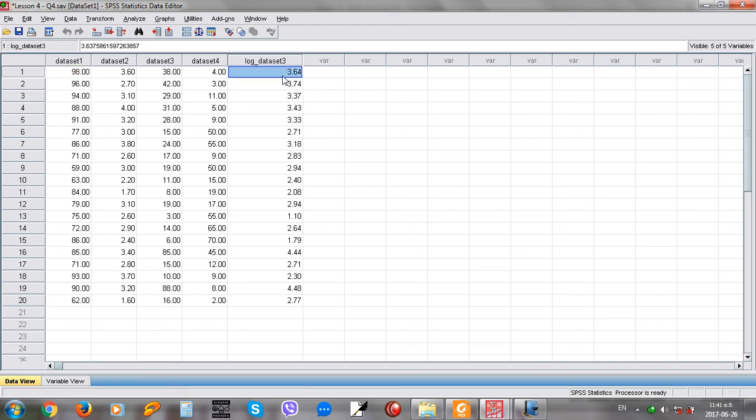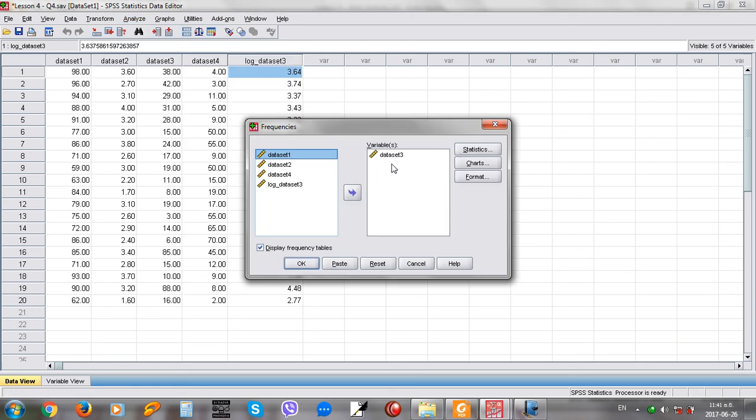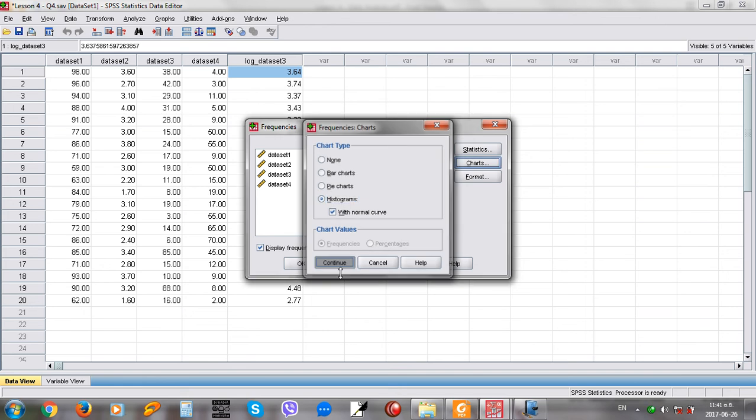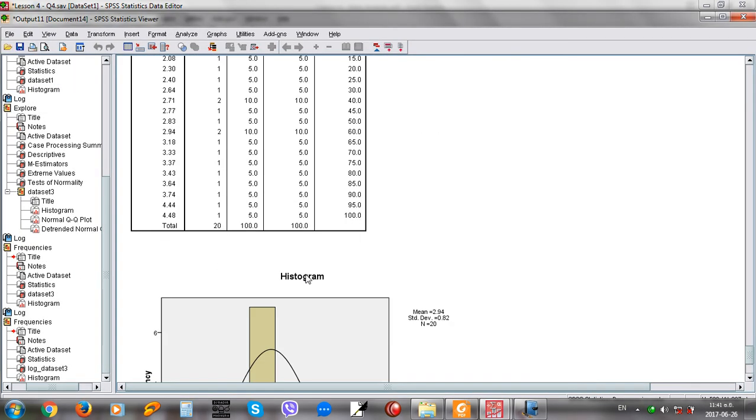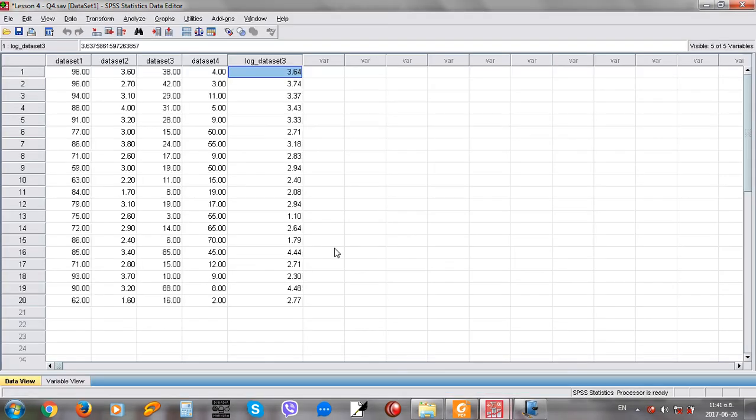Now we will check whether this is normally distributed or not. We can use three types of tests. First, I am taking log data set 3 and charts, histogram with normal curve. We will see what happened. Then log data set 3 is normally distributed. So if we transform the data set into the log, it becomes normally distributed. Then we will do the other two types of test also.